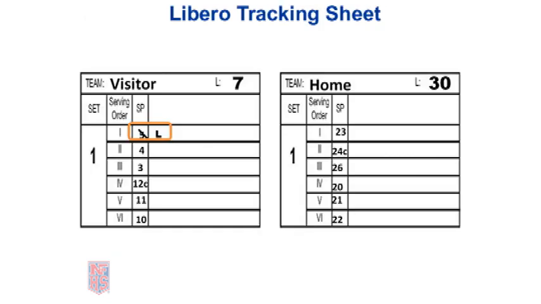The Libero goes in for visitor number 5. The Libero tracker will slash number 5 and write an L on the line next to it to show the Libero is in the set.